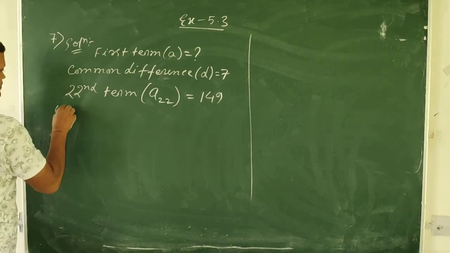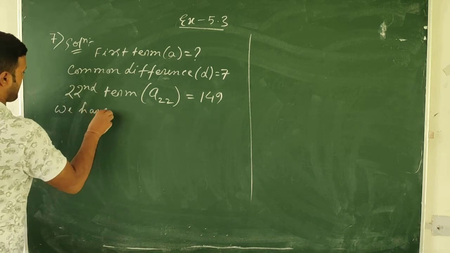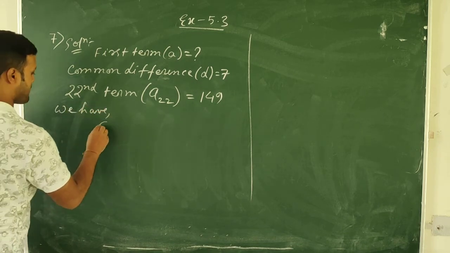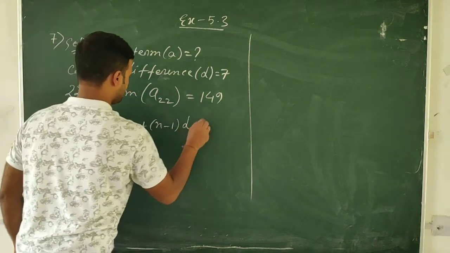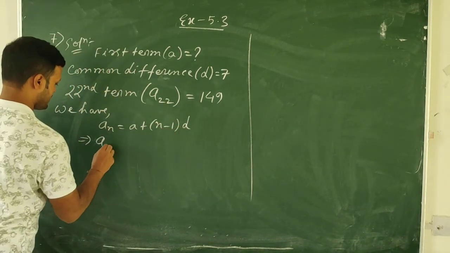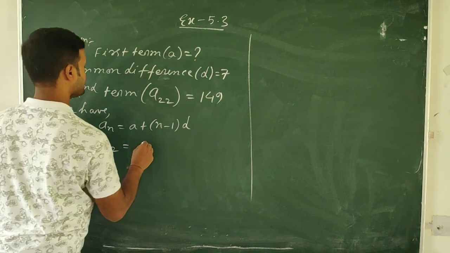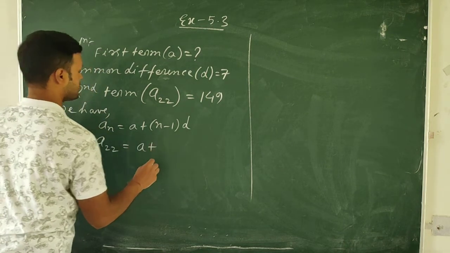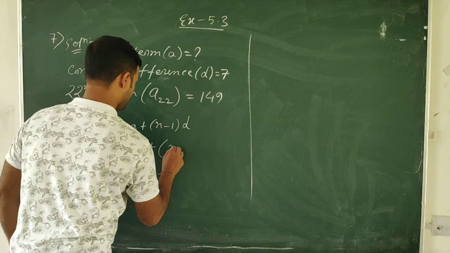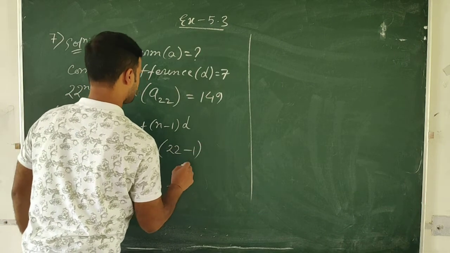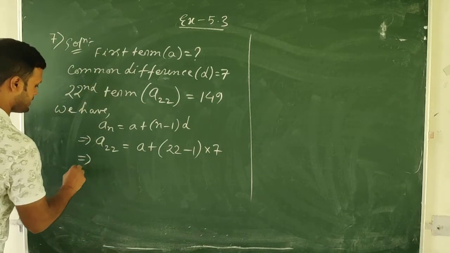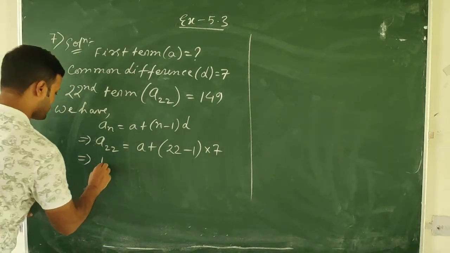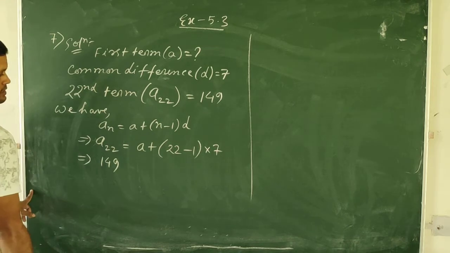So here, An is equal to A plus n minus 1 into D. So A22 is equal to A plus... A is not given to us. N means 22, so 22 minus 1, and D means 7. A22 is 149. Isn't it?